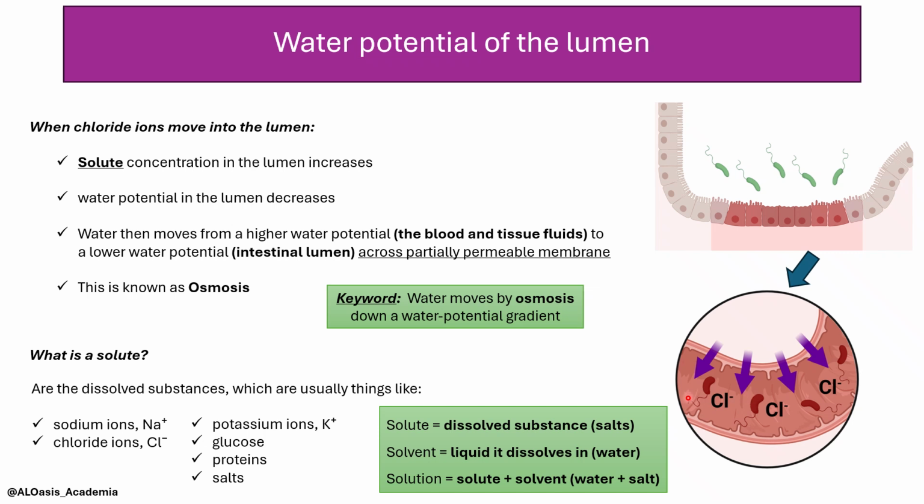So, just general terms to be aware of: solute is dissolved substances like salt, potassium, sodium, things like that. Solvent is the liquid that the solutes dissolve in. So any liquid, in this case water, that the salts or any of the other solutes are dissolved in is called the solvent. And then you have the solution, which is the solute and the solvent together. So water with salt, for example, is a solution. Water alone is a solvent, salt alone is a solute, put together they are a solution.